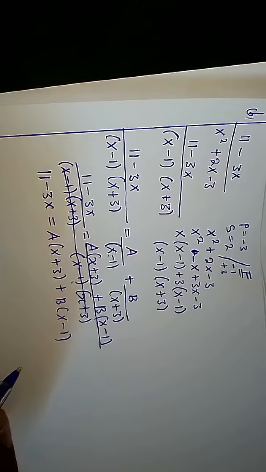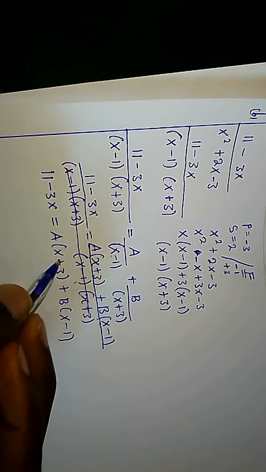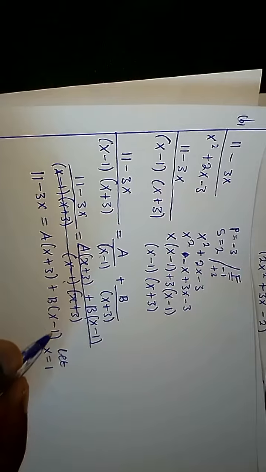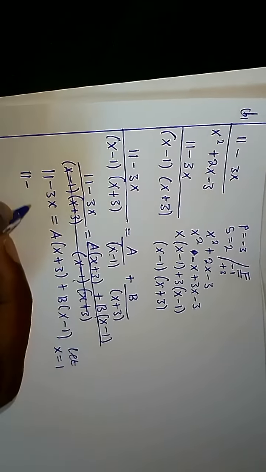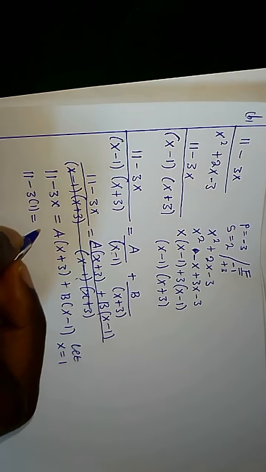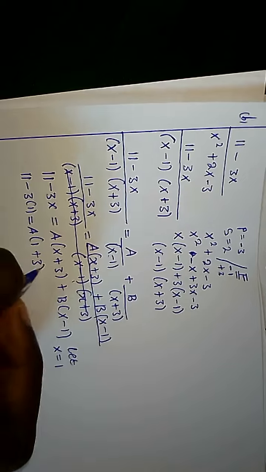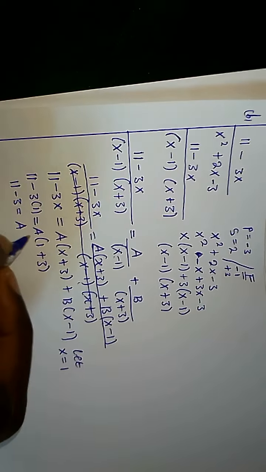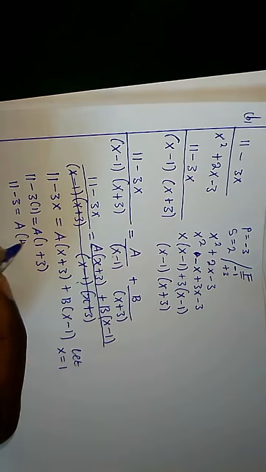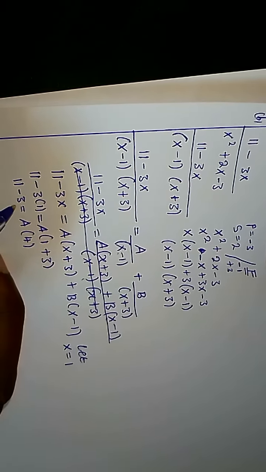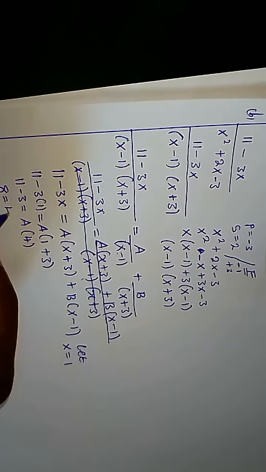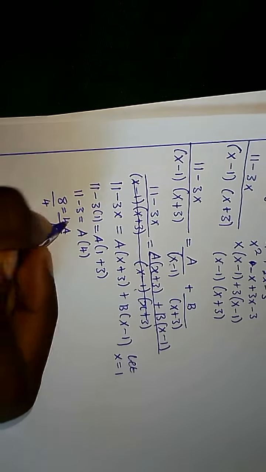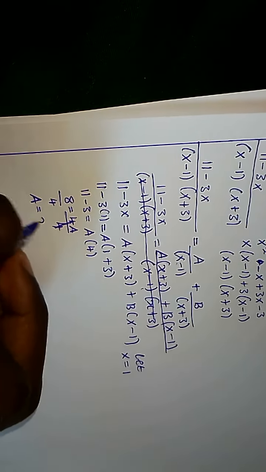Alright, from here we find a number such that we can make either of these 0. Now we can say let x equal 1 so that we kill b, because 1 minus 1 is 0. So we'll say 11 minus 3, then we put 1 where there is x. Then we say a, we put 1 here. Then this is going to be 11 minus 3 equal to a times 4. This is going to be positive 8 equal to 4a. We cancel this side, we cancel this side. Our a is going to be equal to 2.